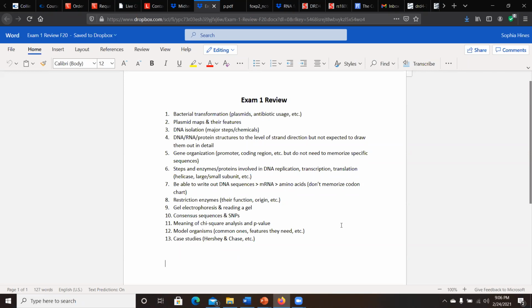Number 8 is restriction enzymes. So their function, where they came from originally, that kind of thing. Number 9 is about gel electrophoresis and being able to read a gel. So you have some virtual labs on that this week.